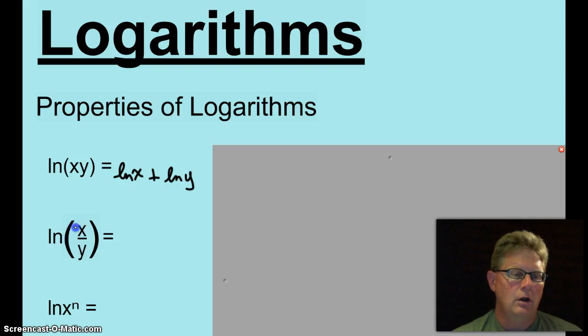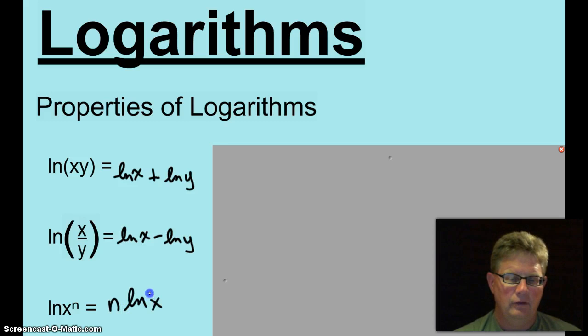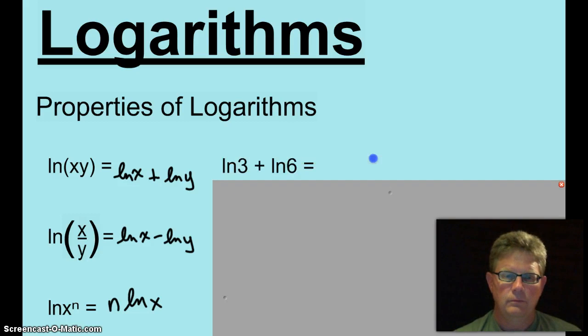Okay, if you're taking the natural log of a quotient, instead of the sum, it's going to be the difference of the two logarithms. The ln of the numerator minus the ln of the denominator. And another cool thing about logarithms is you can take that exponent n and move it down front as a multiplier. N times the ln of x.